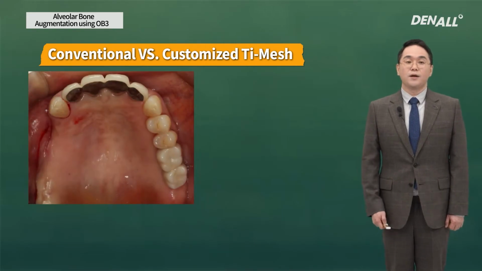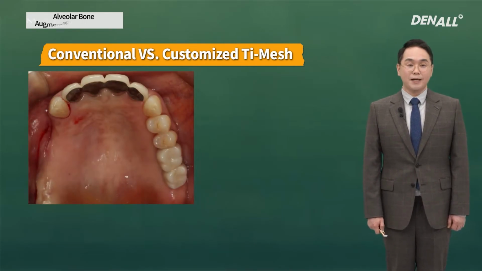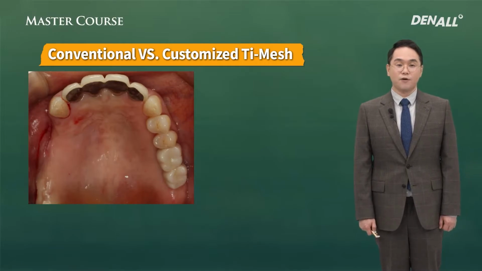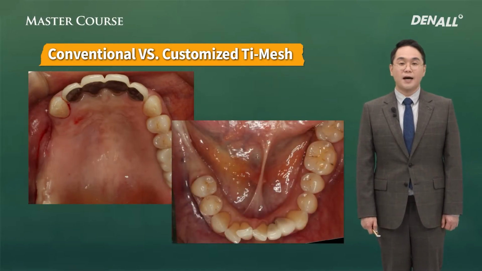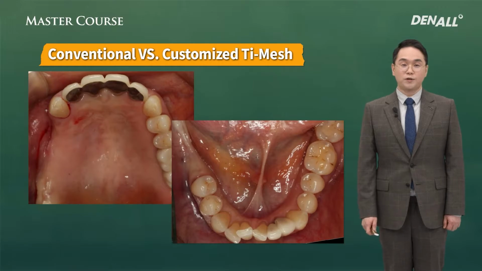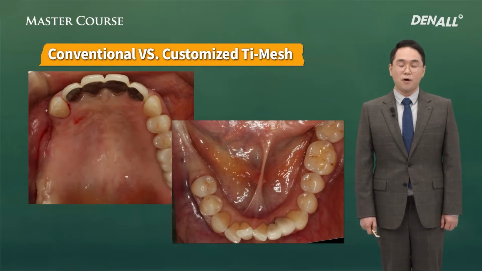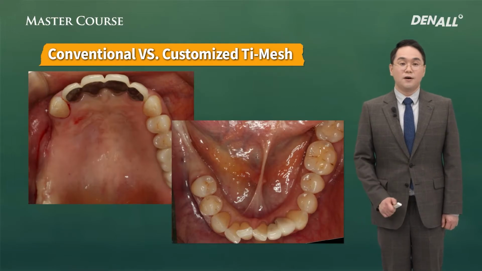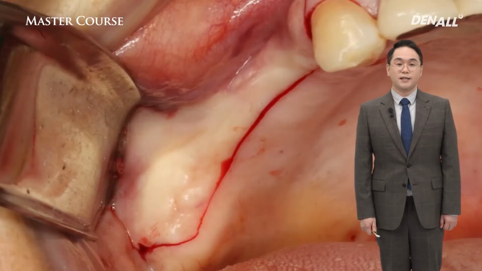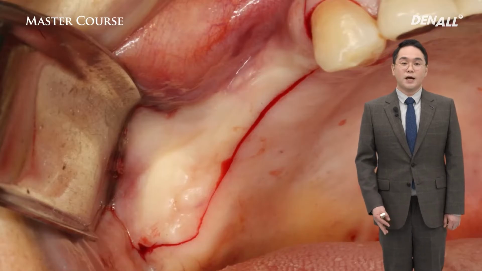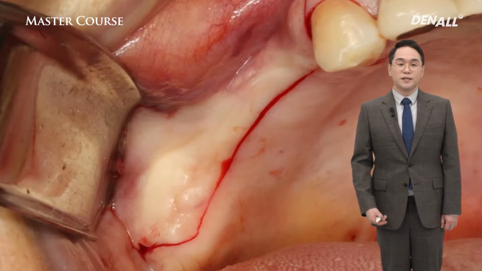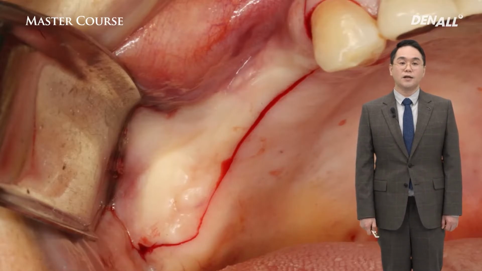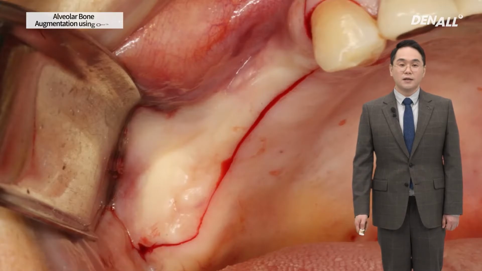The upper occlusal view, healing at 4 months after extraction. Let's look at the mandible. The mandible also has the vertical bone defect and horizontal buccal bone defect. First, the operation on the upper jaw using titanium mesh to augment the vertical bone defect. 2 vertical incisions and a crestal incision are made.